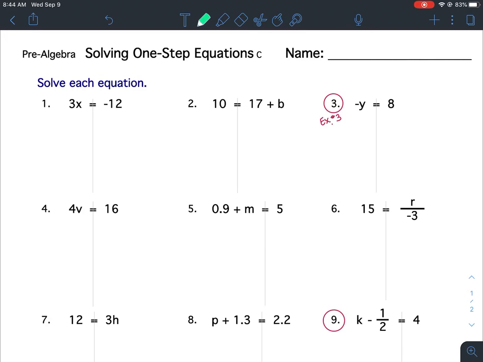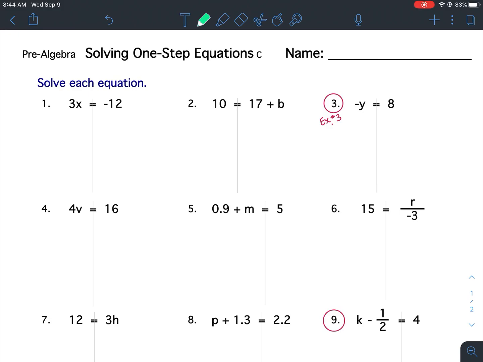Solving One-Step Equations worksheet. This is going to be a short video just to walk you through a few problems that students tend to struggle with. Let's start with example number 3. Well, first of all, use your notes. Use your notes. Examples 1 through 7 will help you complete this worksheet.